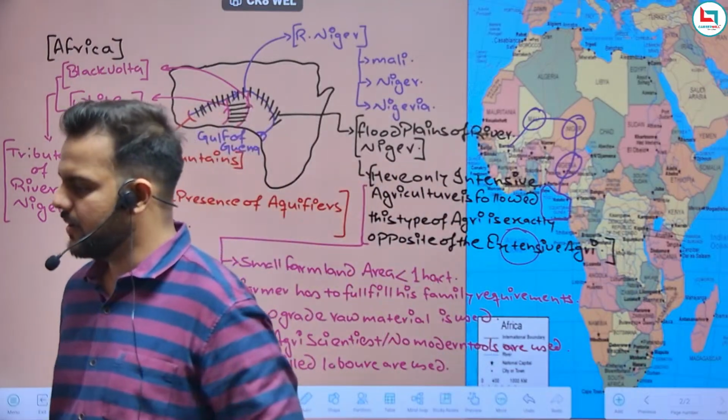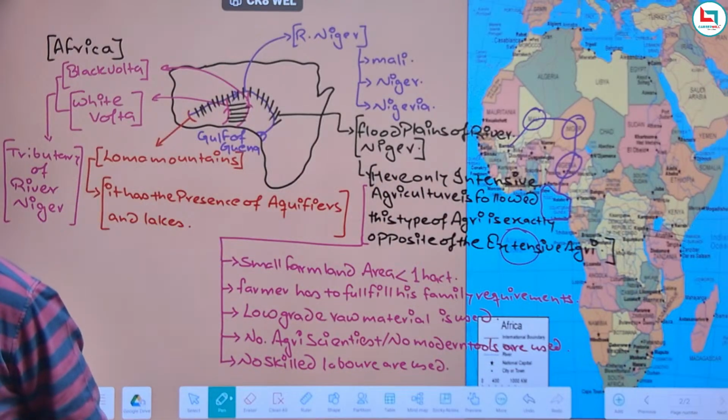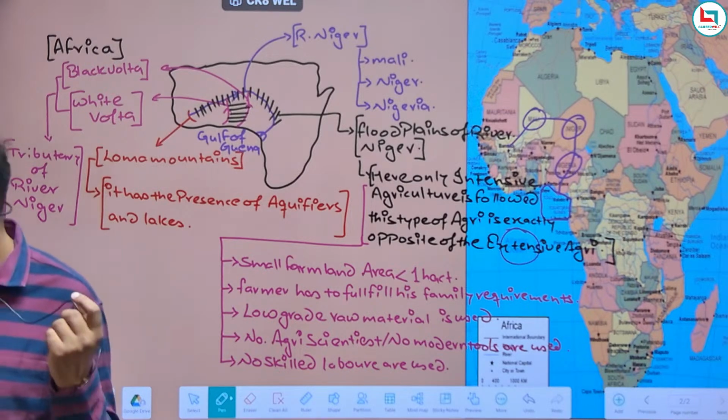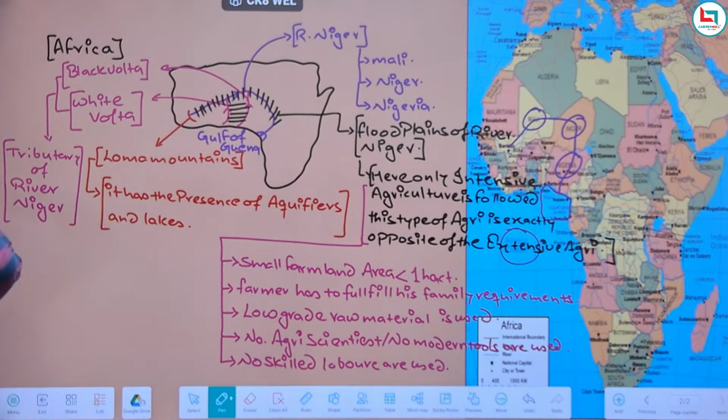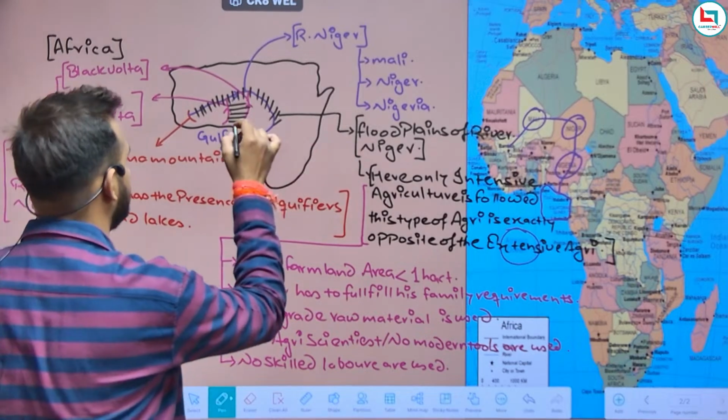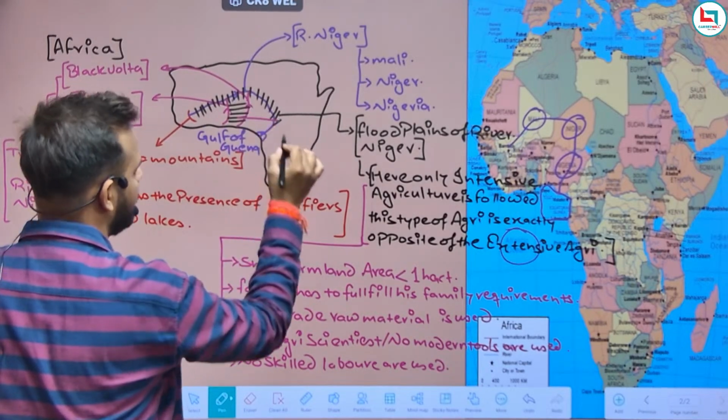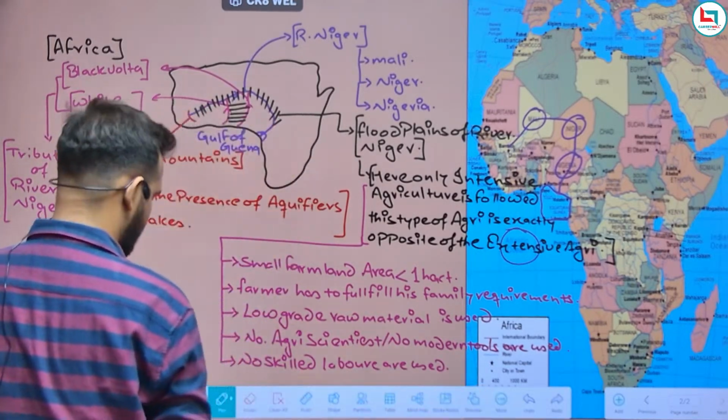And guys, remember one thing, in the floodplains of Volta, the cultivation of the best quality of cocoa is being done. Okay, in these floodplains, the best quality of cocoa is being produced.